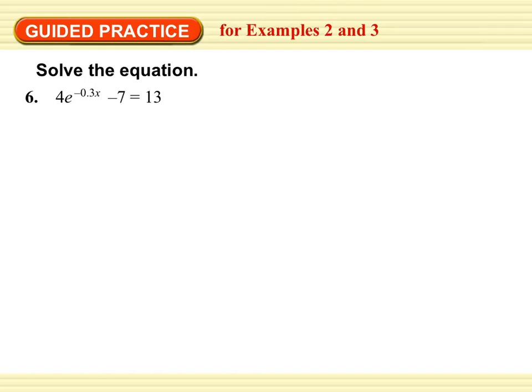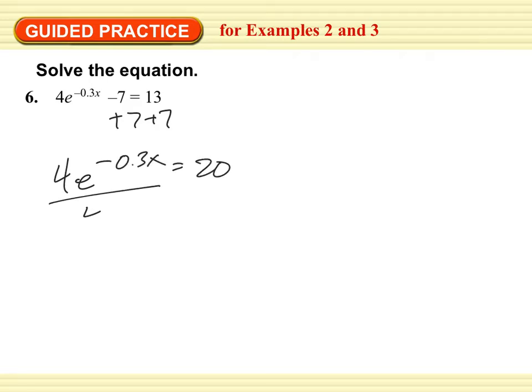Okay, I can't change the base on this one until I move that 7 over. I have to isolate the part with the exponent. So this gives me 4e to the negative 0.3x equals 20. Now I'm actually going to divide both sides by 4 also. e to the negative 0.3x equals 5. Now I can put it into a logarithmic form. We're doing natural logs, so the log base e of 5 equals negative 0.3x.